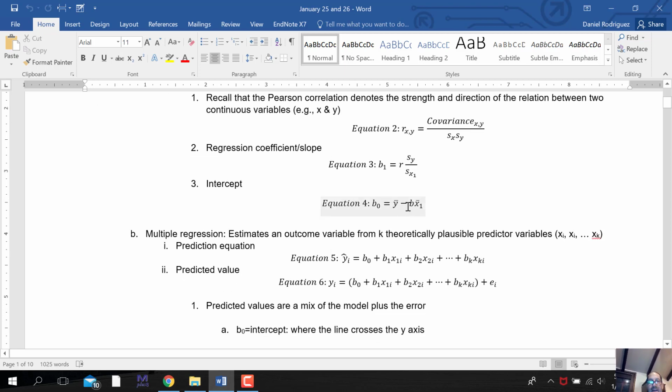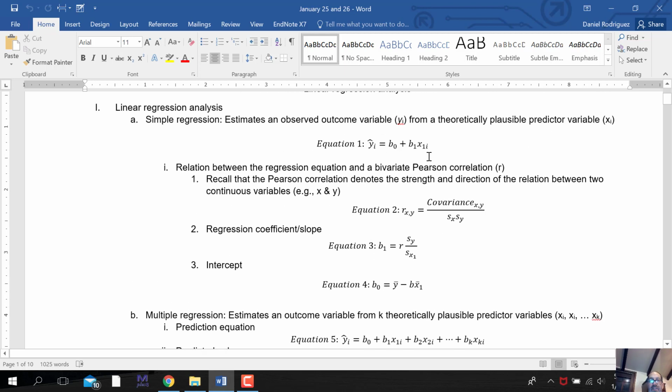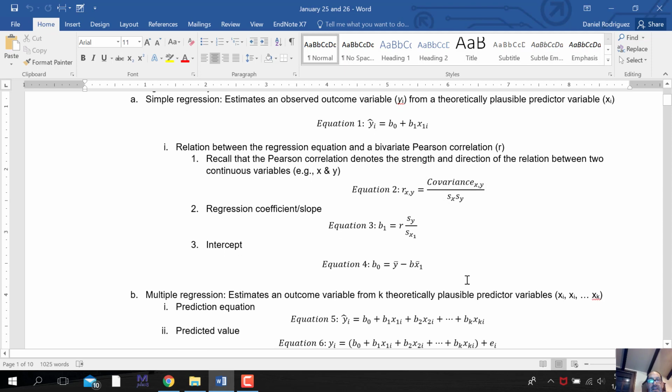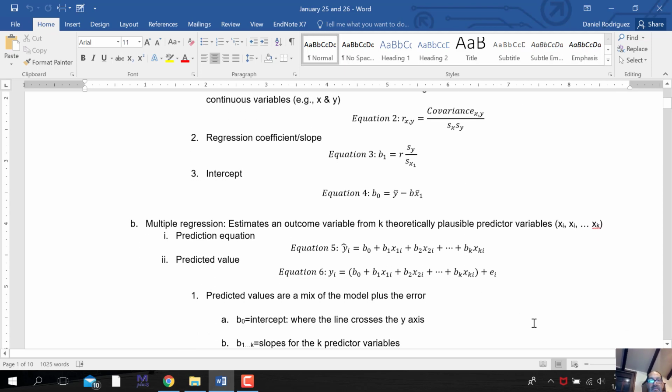To estimate y and x, what we do is we use the mean value. The mean is always the best estimate of a variable in the absence of any other information. So then we can solve for B0. Once we have that, we can write this equation. You may wonder, why do we want to write out the equation? Well, it has value for individuals who are trying to make predictions. We can actually get somebody's predicted value on something once we have the equation.